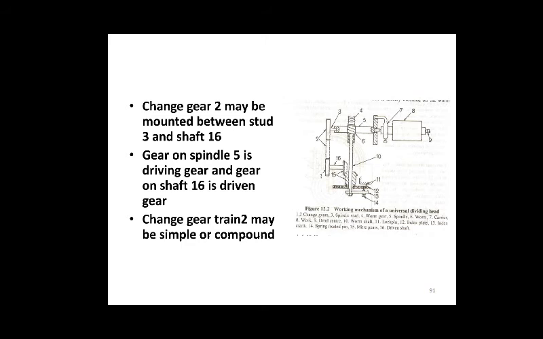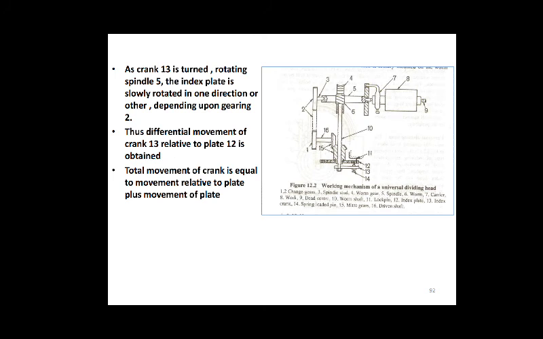Now a change gear may be mounted between the stud and the shaft. The gear on the spindle is the driving gear and the gear on the shaft is the driven gear. The change gear train may be simple or compound. So here this differential indexing is not that much important. That means the question will not be asked in the exam, but still we have seen it. Okay, let us see further.